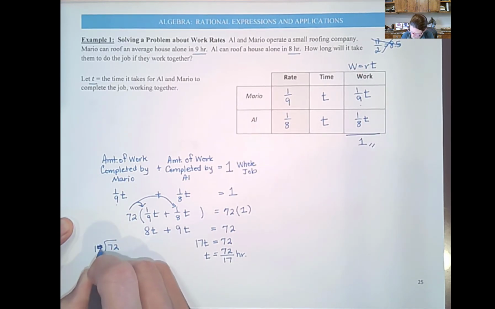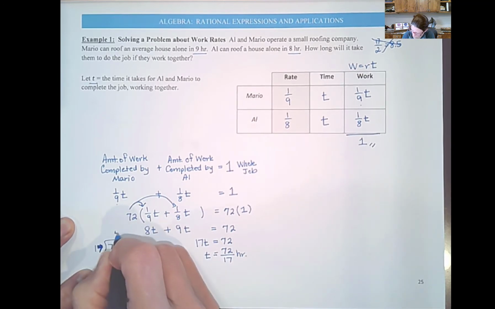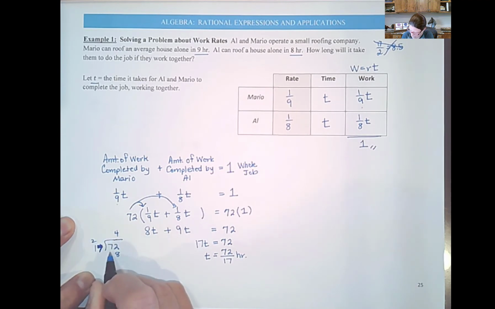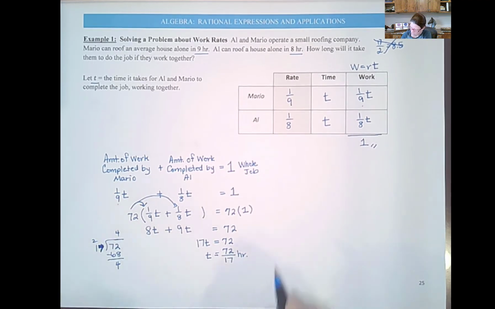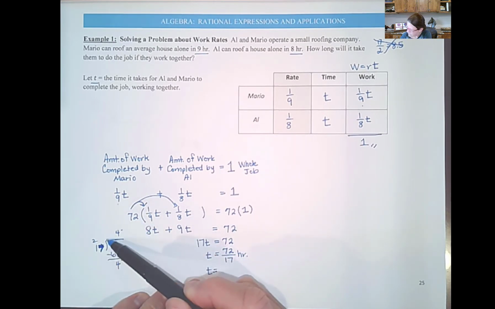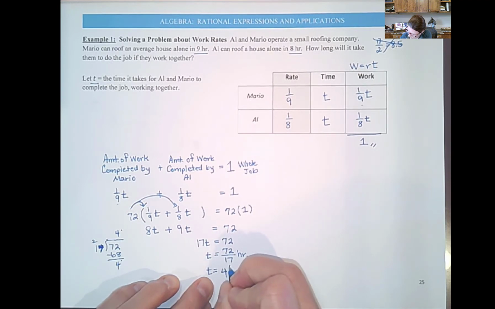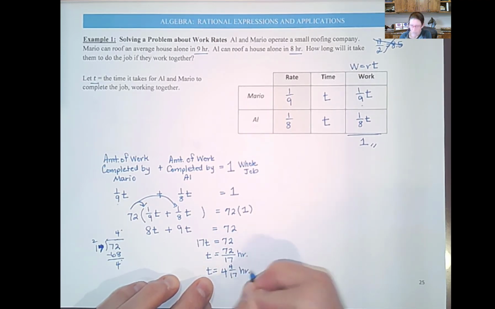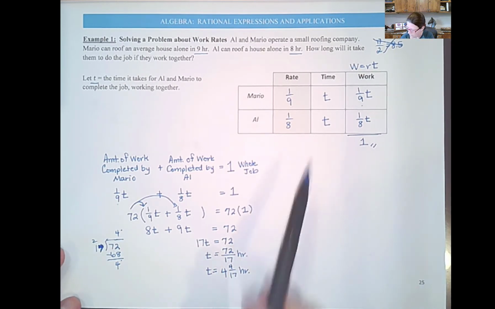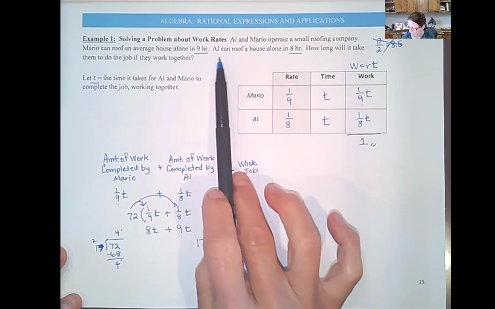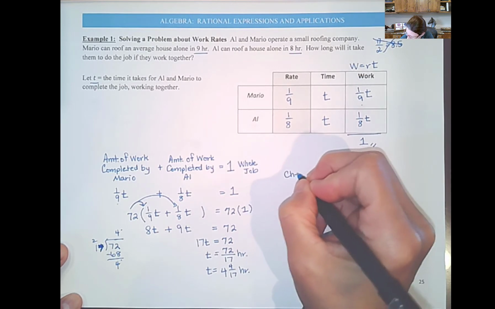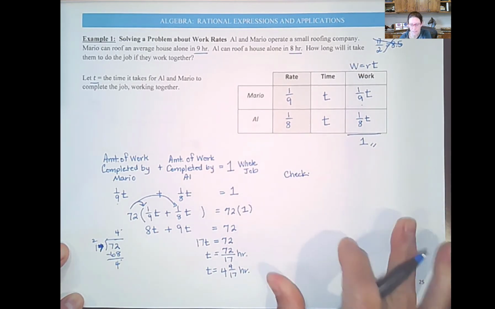So that's a 7 right there. Got a little bit ugly. I believe that's going to go in 4 times. 4 times 17 is 68, and the difference is 4. We could also say that that time is 4 4/17 hours, if you want to write that answer as a mixed number. And notice that this makes sense. It's a little more than half of 8, which is the amount of time that Al can complete this job working alone.